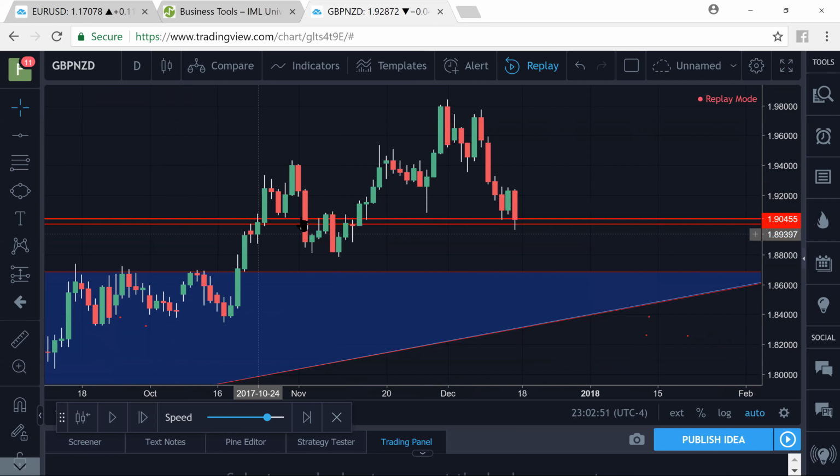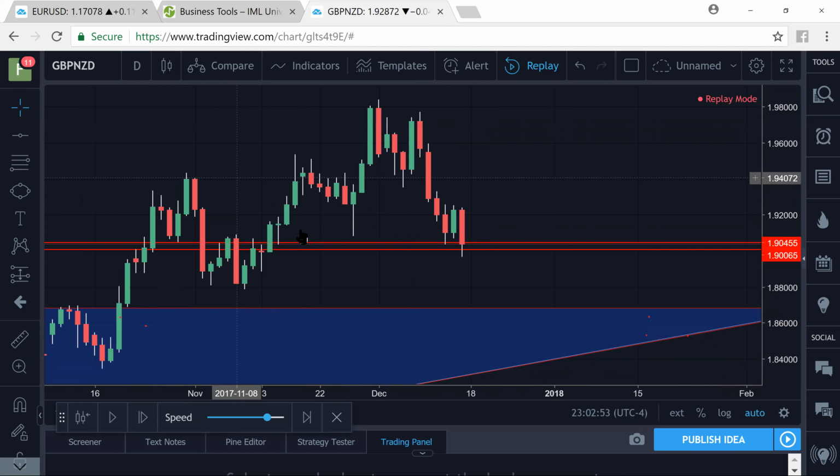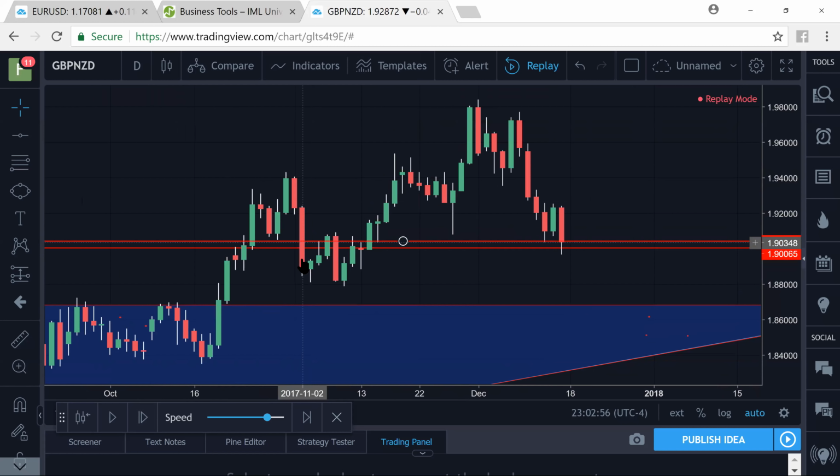You see this one candle right here? We drew 50% of this candle. Prior to drawing 50% of this candle, look what the market did.